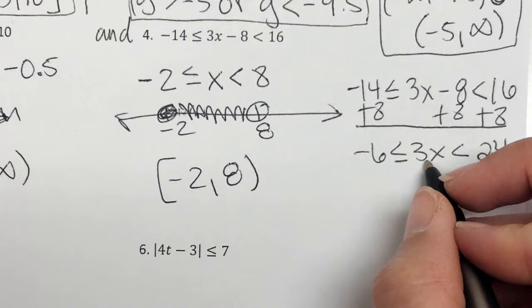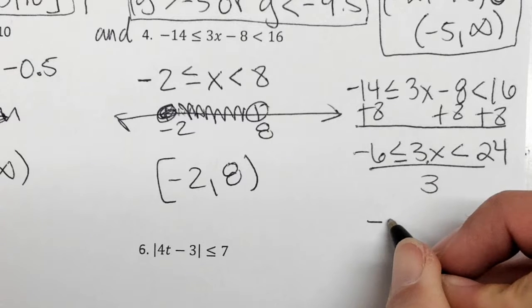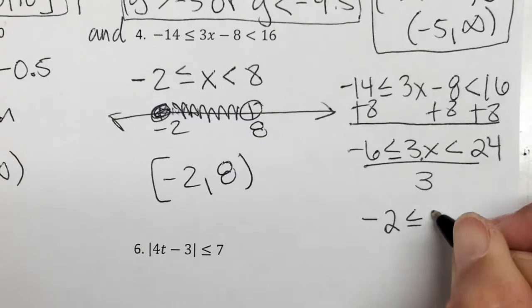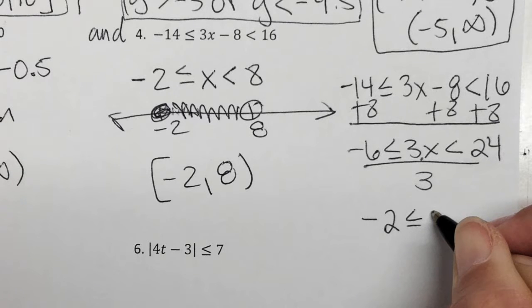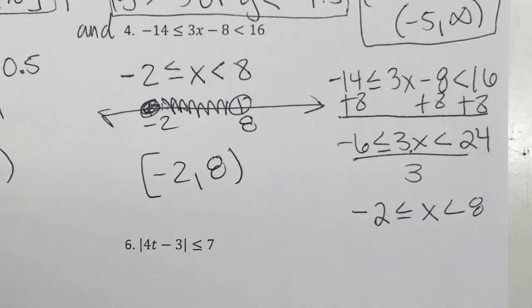Divide by 3. Good. And I'll get what? -2 is less than or equal to x, less than 8. Good. See how I got it now? Everybody good?